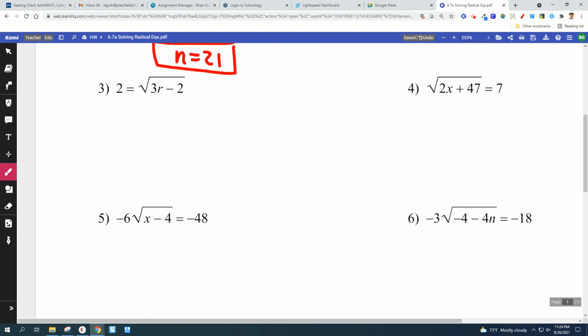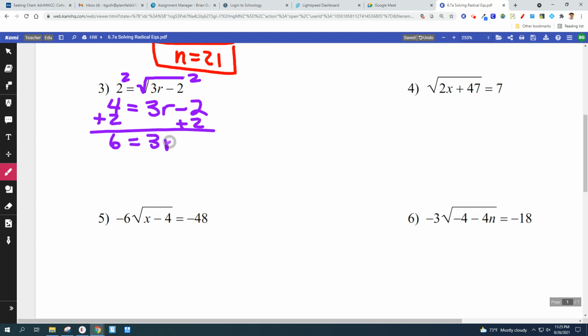Number 3 is a little bit easier because the variable, or I mean the radical, is already isolated. The radical is already by itself on one side, so all we're going to do is square both sides. Square both sides, we're going to have 4 equals 3r minus 2. And then we just solve. We do what we always do. We're going to add 2, and that says 6 equals 3r. And then to get r by itself, we're going to divide by this 3, both sides. We get 2 equals r, or r equals 2.